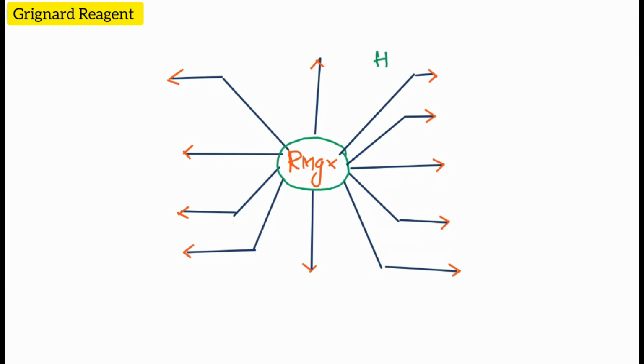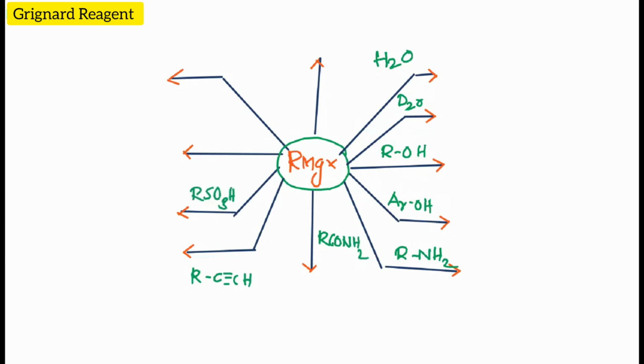For example, first of all water, the next is D2O, that is deuterated water. Then alcohol, so we'll take ROH. Then we have phenol, that is AROH. The next example is amines, RNH2. Then RCONH2. We have alkynes, RC triple bond CH. One more example is sulfonic acid, that is RSO3H. We have one more example, RCOOH.